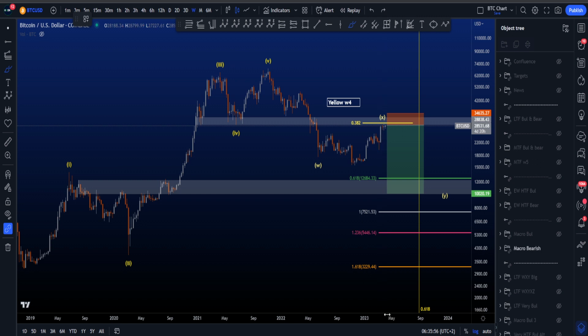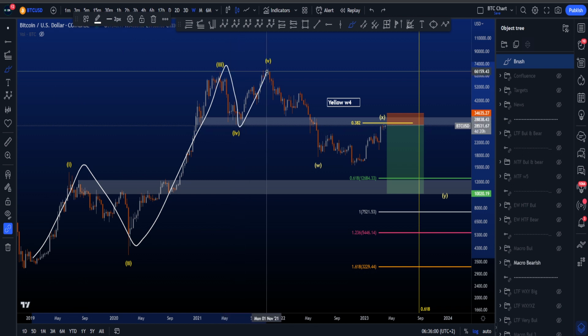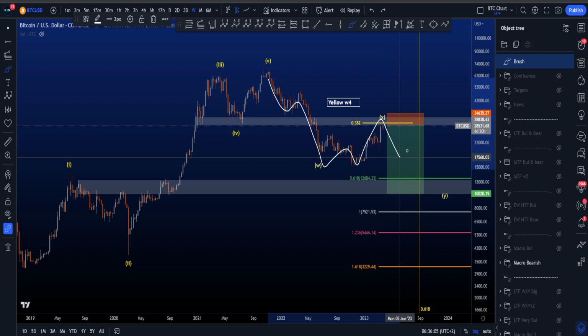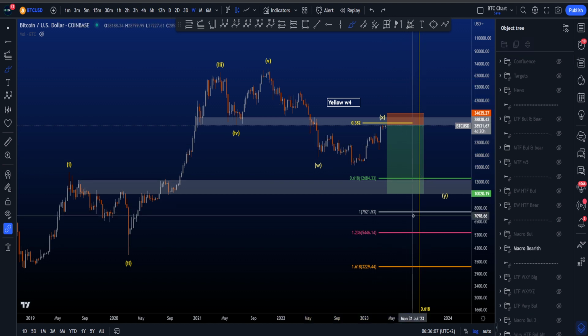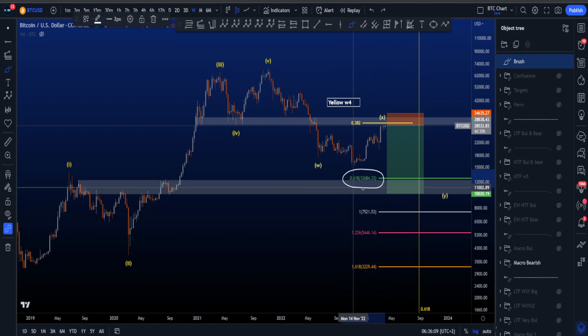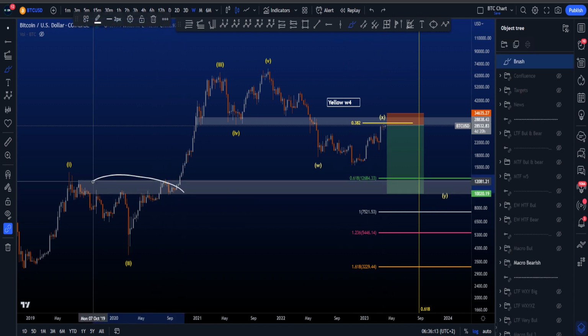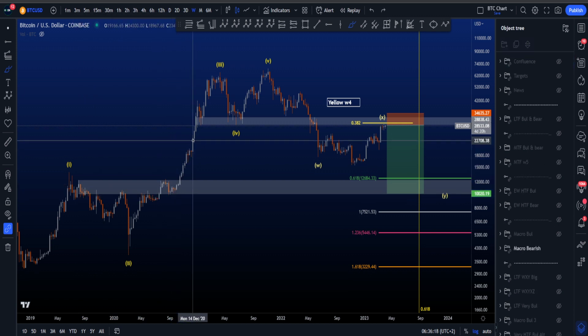So starting with the macro bearish scenario, we're looking for a 5-wave to the upside in an impulsive structure. And then the correction is a W, X, and looking for 3 waves to the downside in a wave Y, with the minimum target being the 0.618, currently sitting at about 12.6K. But it would also be a nice backtest of this area over here that we haven't seen since 2020.